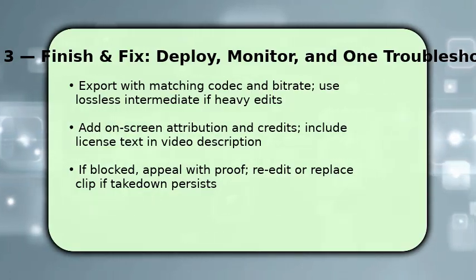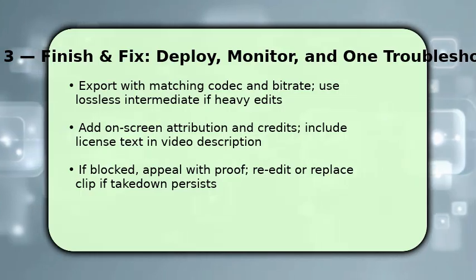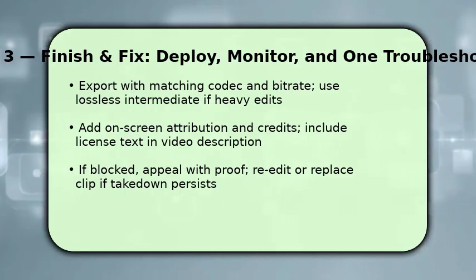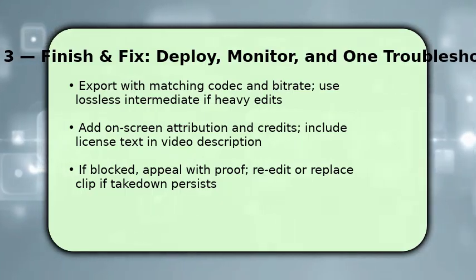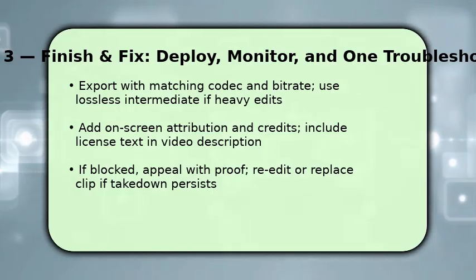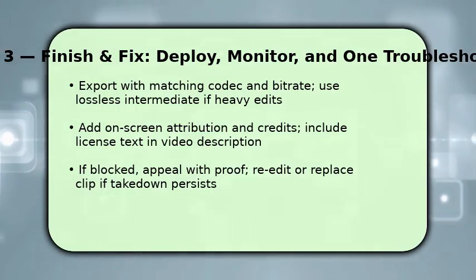If a claim or block happens, respond quickly. Gather your permission emails or license, file a counter notice or appeal with evidence, and, if unresolved, replace or re-edit the clip to comply. This is the fastest way to restore availability.